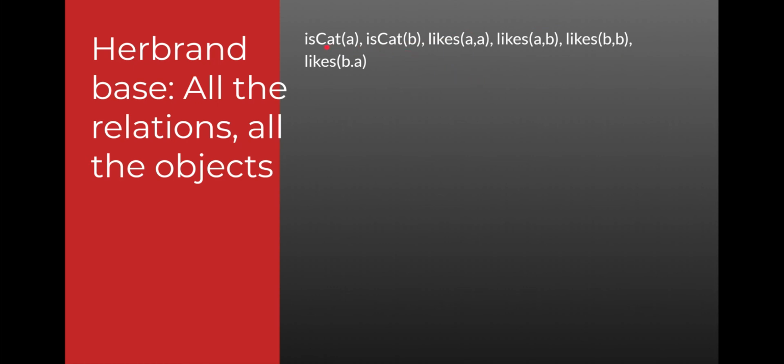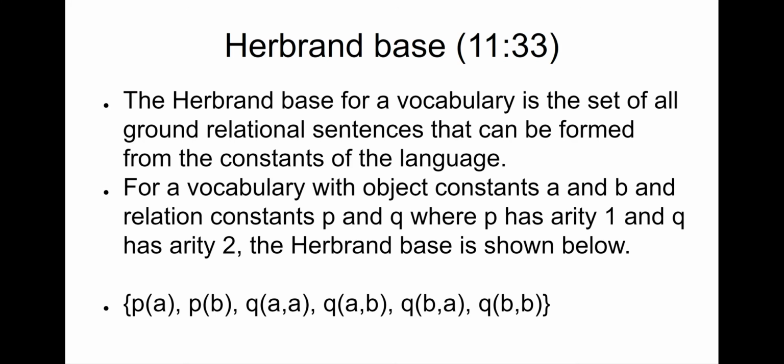which identifies whether a particular object is a cat. So it's a unary relation. That's what a Herbrand base is, and we'll refer to that from time to time as we proceed. Indeed, a formal definition of a Herbrand base is the set of all ground relational sentences that can be formed from the object constants and the relation constants in the language.